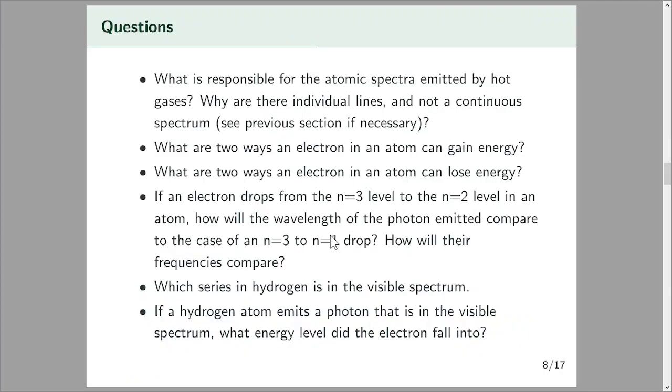What's responsible for the atomic spectrum emitted by hot gases? And so those would be the energy levels and a discussion of the energy levels. Why are there individual lines and not a continuous spectrum? We talked about this, right? It's that these energy levels are discrete.